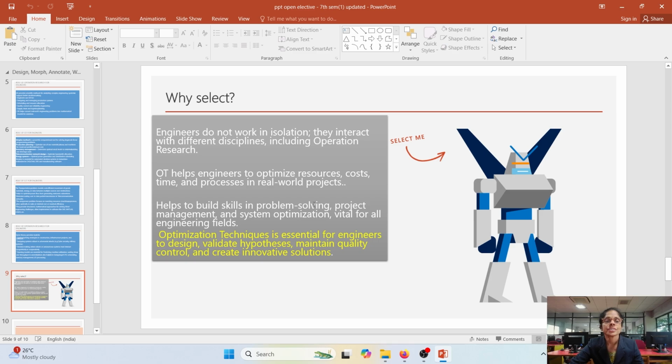Why select this course? Engineers do not work in isolation. They interact with different disciplines, including operation research. Optimization techniques help engineers to optimize resources, cost, time, and processes in real world projects. They help to build skills in problem solving, project management, and system optimization, vital for all engineering fields. Optimization techniques are essential for engineers to design, validate hypotheses, maintain quality control, and create innovative solutions. So, these are all the features of optimization techniques.